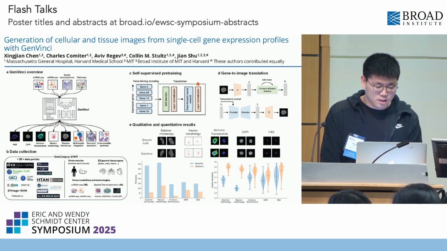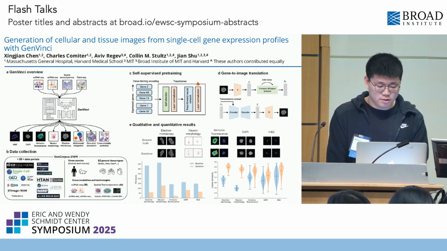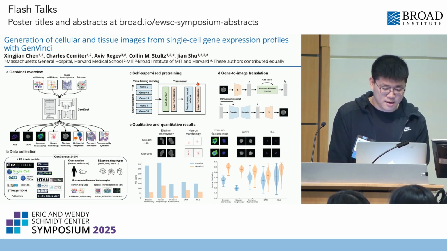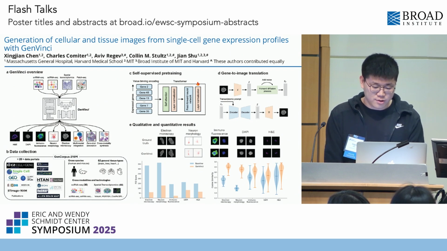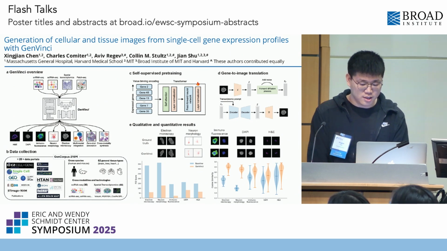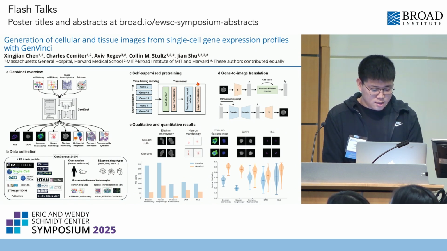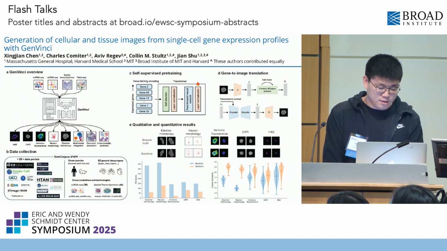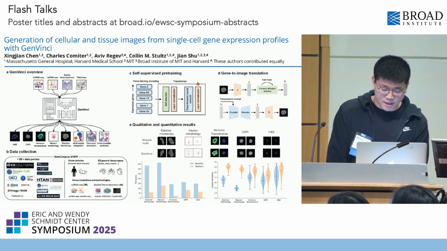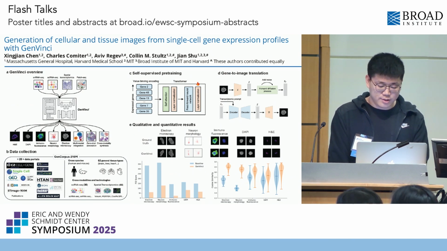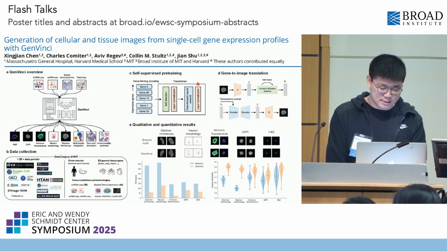We are building a DALL-E for biology, basically a gene-to-image foundation model called GenVinci. This work is supervised by Professors Colin Strauss, Aviv Regev, and Jian Shu. GenVinci can turn single-cell gene expression into different kinds of image modalities, including H&E images, DAPI, immunofluorescence, neuromorphology, and electron microscopy. And just like DALL-E can generate images from text, GenVinci aims to be a multimodal view of cell states.